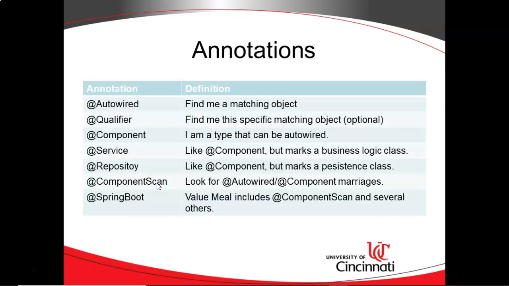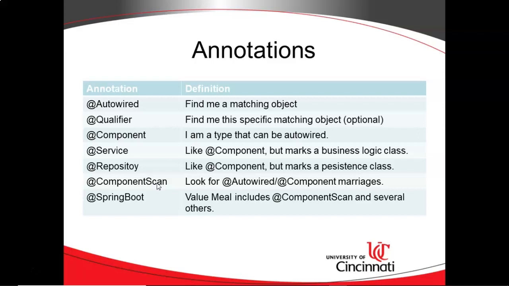There are several annotations that we want to consider in Spring. First, @Autowired. That means find an object that matches this variable. @Qualifier. We might have multiple matches, so if we want, we can qualify one match and say, this is the one that's the highest priority. Now, @Component. That's what we put above a class that we want to be instantiated.